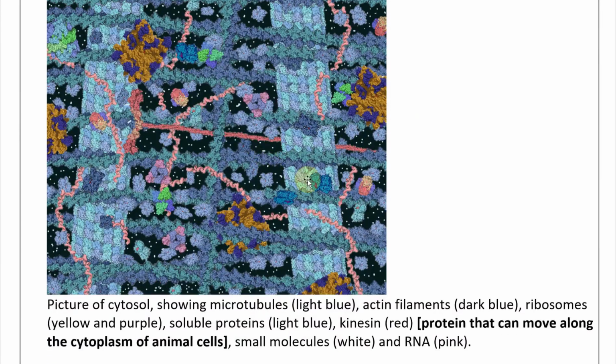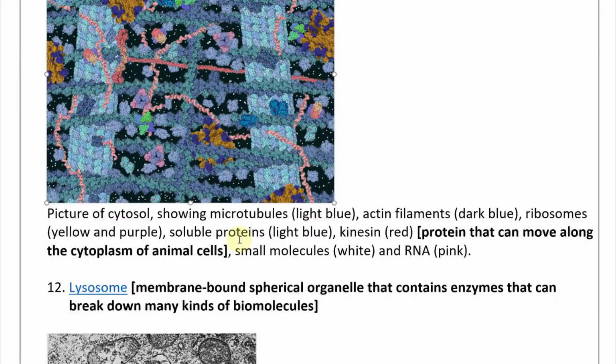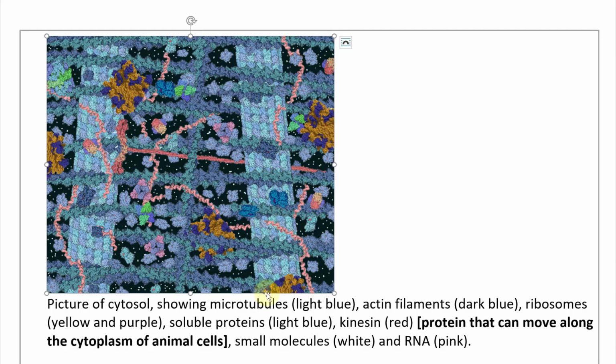And now here's a picture of cytosol containing all of the stuff, or just a cartoon image of cytosol that's modeling what's inside. So here's a picture of cytosol showing microtubules in light blue, going across there. And actin filaments, which are dark blue. And ribosomes, yellow and purple. So there's some yellow and purple; I believe those would be the ribosomes.